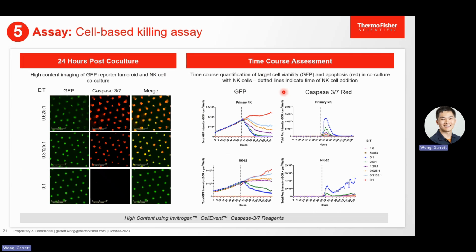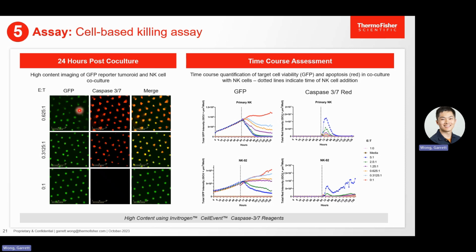Here are some of the results for the killing assay. On the left side, there are images that were taken 24 hours after the addition of the primary NK cells. And you can see the GFP and the caspase channel here, and then there's the merged channel to the right of that. Each row represents differing effector to target ratios, with the bottom one being the tumoroid cells only with no effector cells, and then it would increase in the amount of effector cells added to each condition. So this is 0.3125 and 0.625 effector to target ratio.